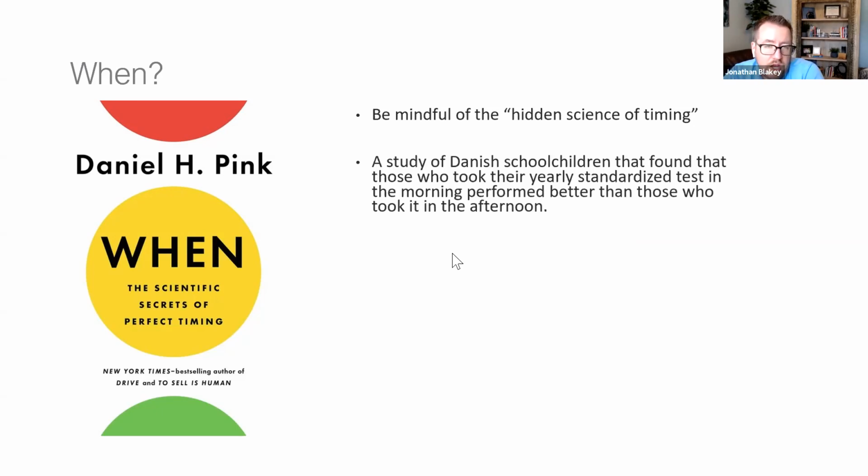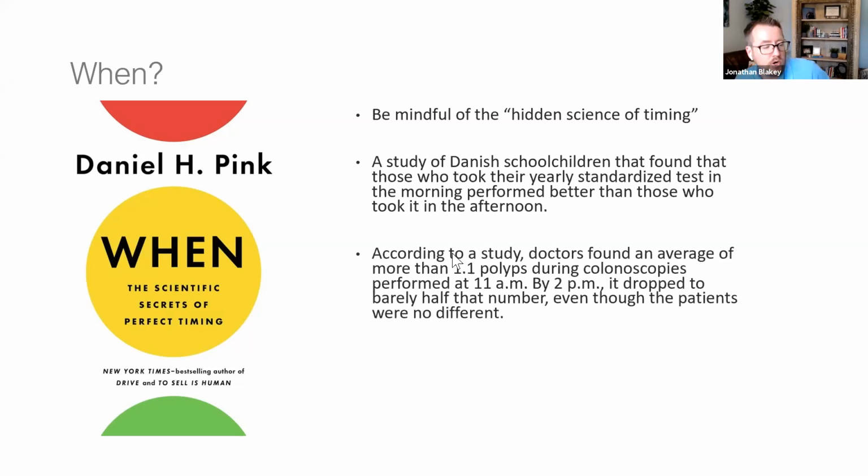In this book, he outlines a study of Danish school children taking standardized tests. They compared the same kind of sampling of A to lower performing students taking their standardized tests in the morning versus the same kind of arrangement and allotment of students taking that test in the afternoon. The morning students performed quite a bit better than their afternoon counterparts.